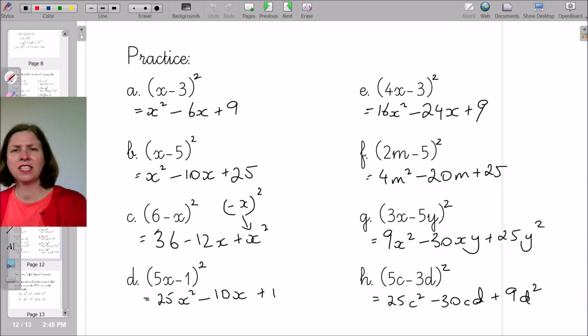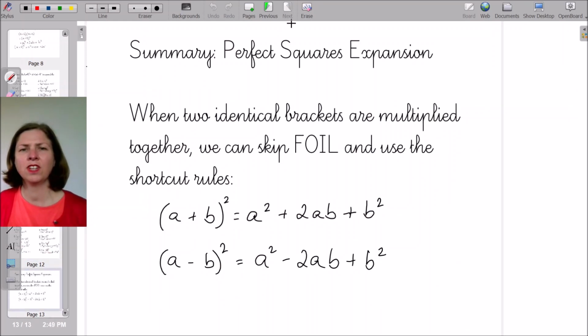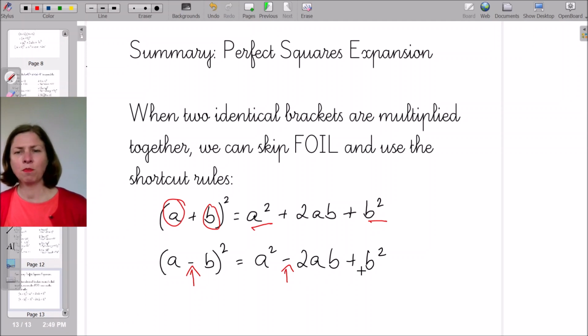So now I'm just going to take you to a summary of everything we've learned in this video. For the perfect squares expansion, you've got these two rules. A plus b squared is equal to a squared plus 2ab plus b squared. In other words, I square the first term, that's here. I square the second term, that's at the end. And in the middle, I multiply them together and then double. And down here, everything is the same, but if I've got a subtraction in my bracket, then the middle term, the doubled term, is negative, but everything else stays positive because when I square a negative number, I get a positive result. And that's the end of our video.